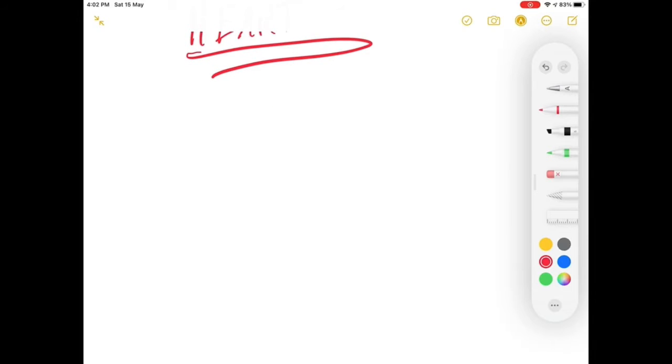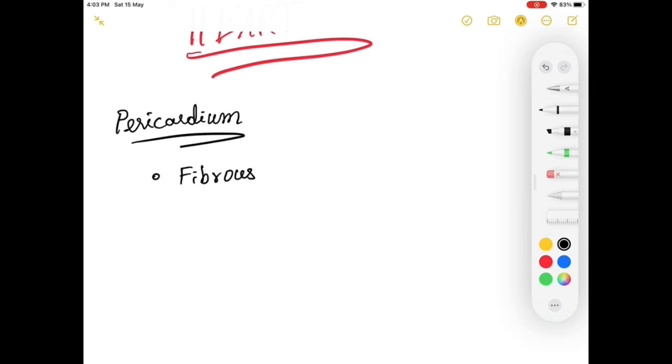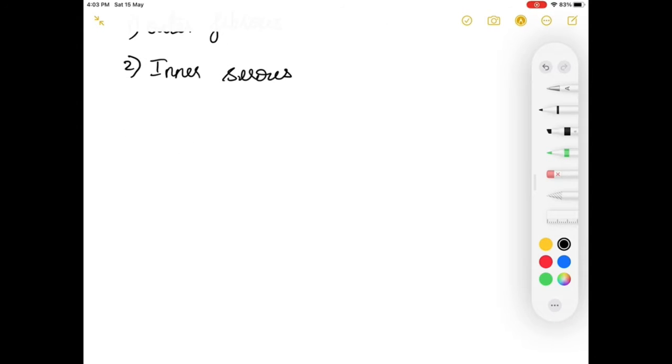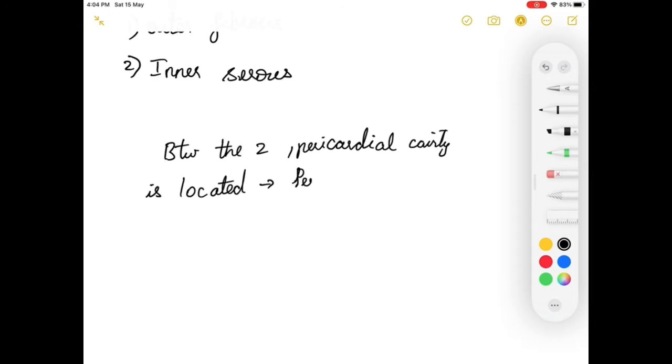Okay guys, the topic will be the heart, and let's start with the pericardium. So what is pericardium? It is a fibrous sac covering the heart. It has two layers, the outer fibrous and the inner visceral layer. That's a serous layer. Between the two pericardial layers, there is the pericardial cavity.